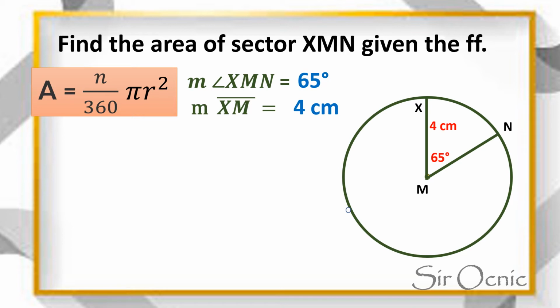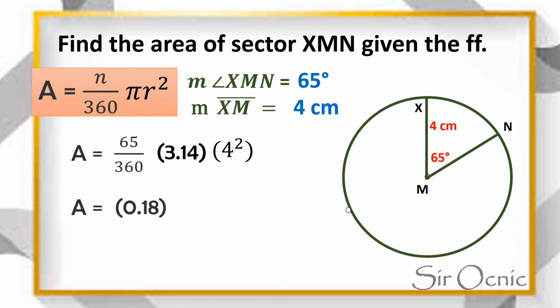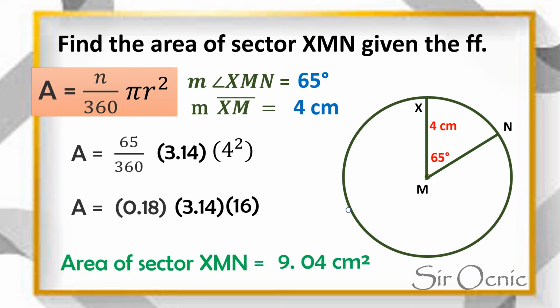Substituting these values to the formula, you will arrive at area is equal to 65 over 360 times the value of pi, which is 3.14, times the square of r, which is equal to 4 squared. 65 over 360 is equal to 0.18 times 3.14 times 4 squared, which is equal to 16. Simplifying the whole equation, we will arrive at 9.04 square centimeters. That means that the area of sector XMN is equal to 9.04 square centimeters.